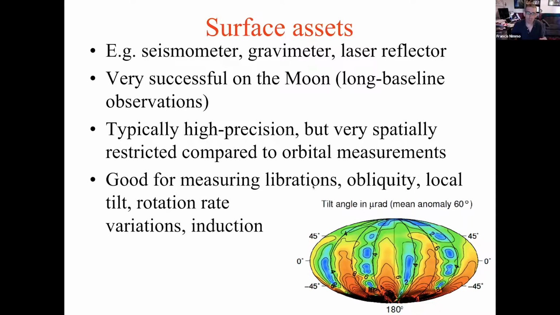In any case, with a surface asset, there are a whole bunch of things you could measure. You can measure the librations, the obliquity, rotation rate variations. You might be able to do induction. You could certainly look for local tilt. And so a surface station could do geodesy of a really different kind than the kind we've done so far on the icy worlds.